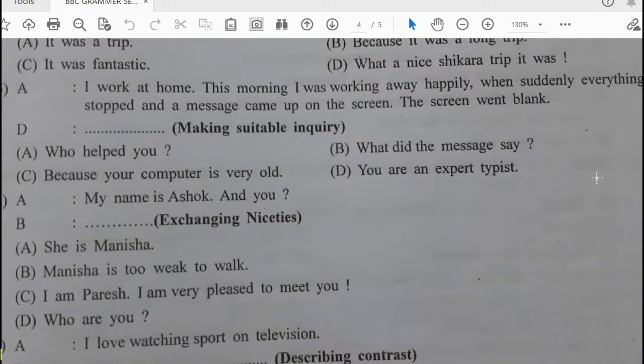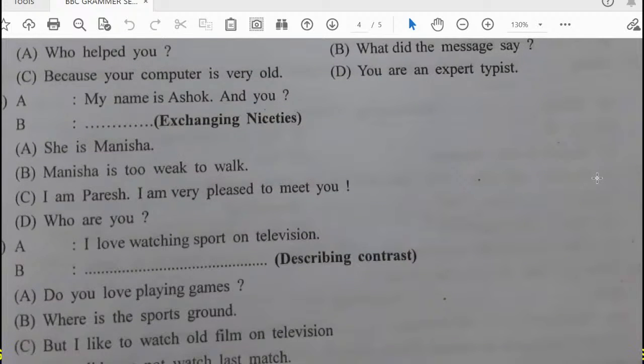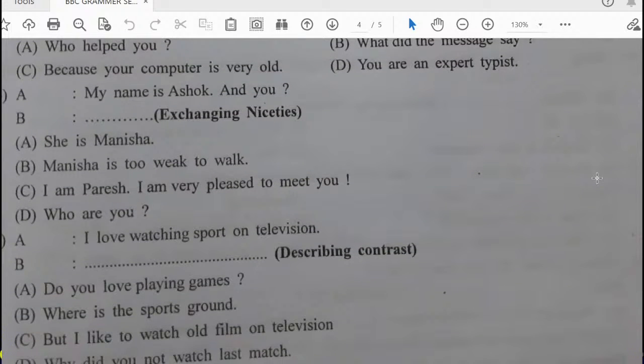Now number 6. My name is Ashok, and you. We are given exchanging nice sentences. Let's see the dialogue again. A says, my name is Ashok. And you.